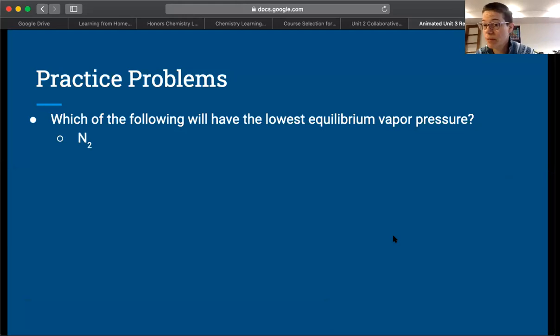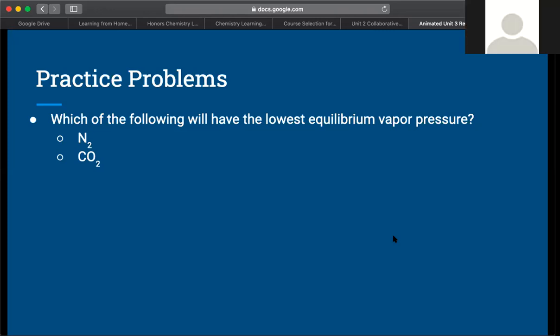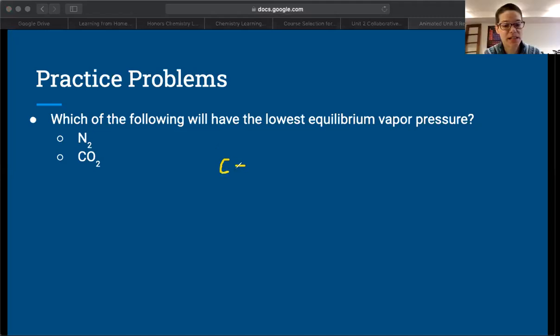Nitrogen. First off, is that polar or non-polar? Non-polar, because it's anything bonded to itself. Yep. So that's only got LDFs. CO2. You remember if that's polar or non-polar? No, this guy is not polar because he's symmetrical. Yeah. So the C is double bonded to the O, double bonded to the O. So he's got symmetry. So therefore he is non-polar.